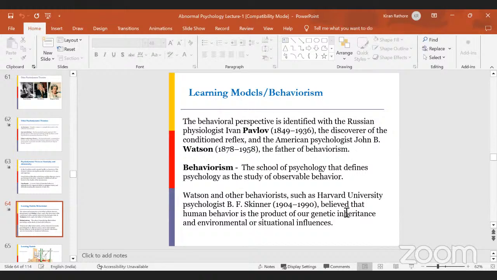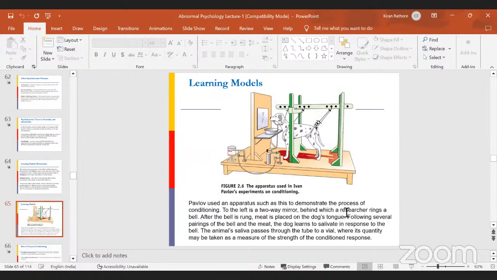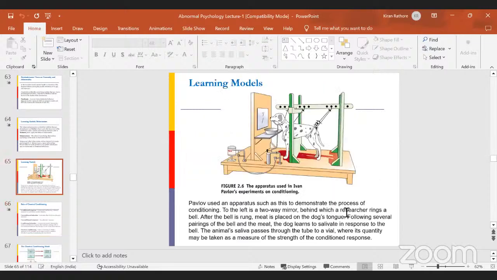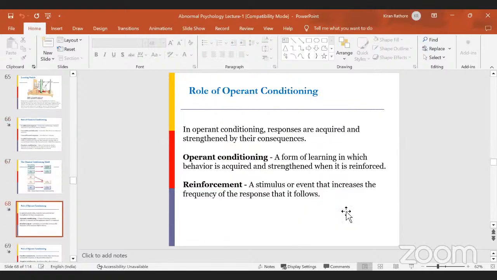Skinner is also one of the foremost proponents of behaviorism. Watson and Skinner believe that human behavior is a product of our genetic inheritance and environmental influences, our situation and environment. There is a lot of information, but they are not covering so much. They are interested in just two paras, and we don't have much time also.